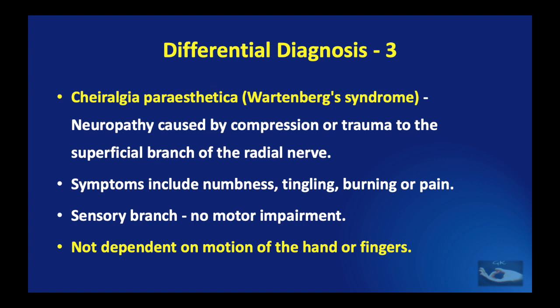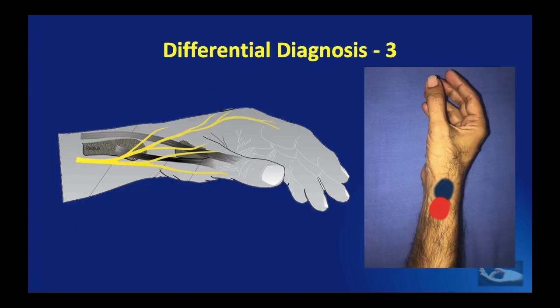Since it is a sensory branch, there is no motor impairment in this condition, and this condition is not dependent on motion of the hand or fingers, which can easily differentiate it from the de Quervain syndrome. And the pain that may be present in this syndrome is a little more proximal to the pain that is seen in the de Quervain syndrome.